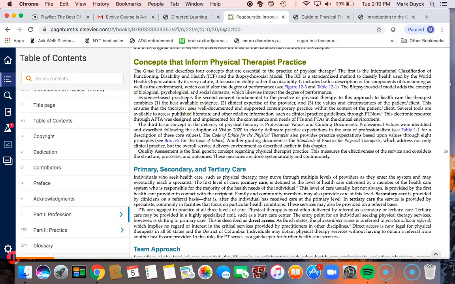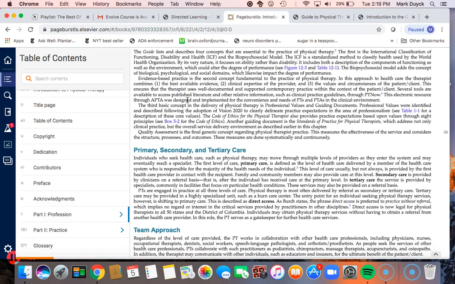So evidence-based practice is a real fundamental part of the guide, and what you'll see when I open it up here in just a few minutes is how evidence-based practice is woven into the guide throughout.